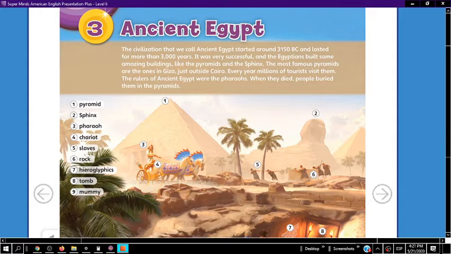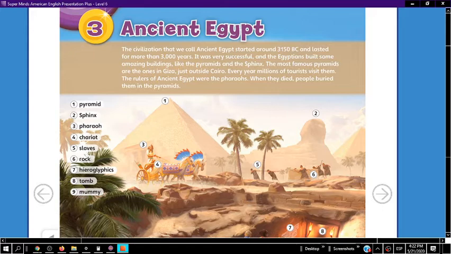The civilization that we call Ancient Egypt started around 3150 BC and lasted for more than 3,000 years. It was very successful, and the Egyptians built some amazing buildings, like the pyramids and the Sphinx. The most famous pyramids are the ones in Giza, just outside of Cairo. Every year, millions of tourists visit them.